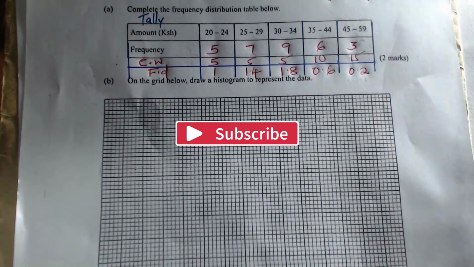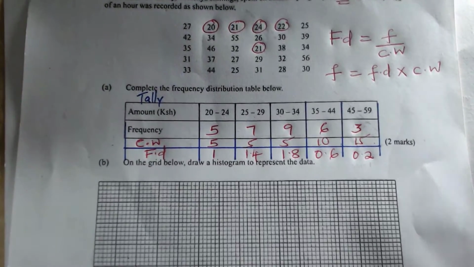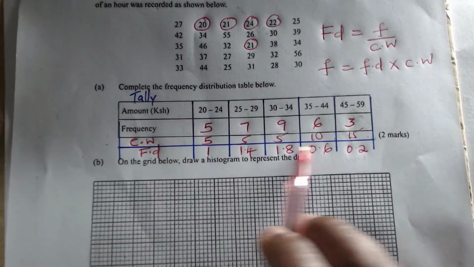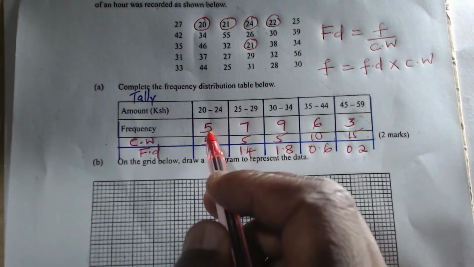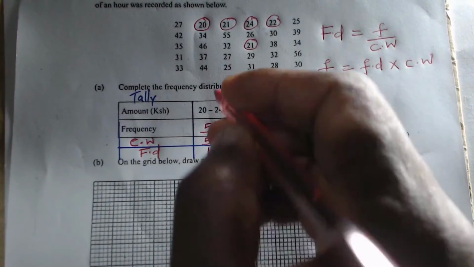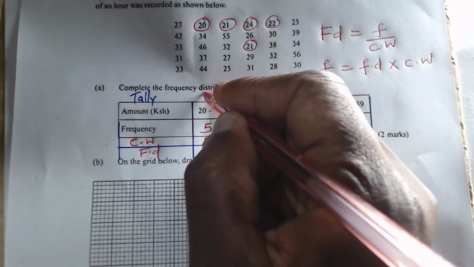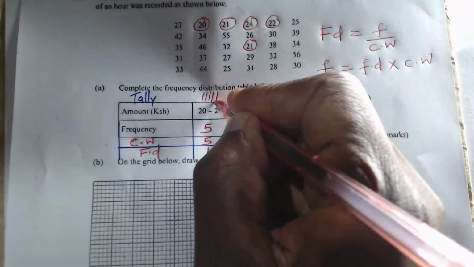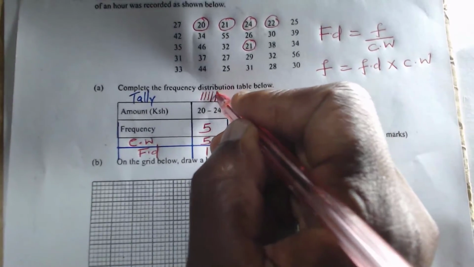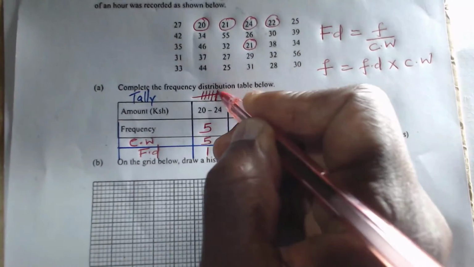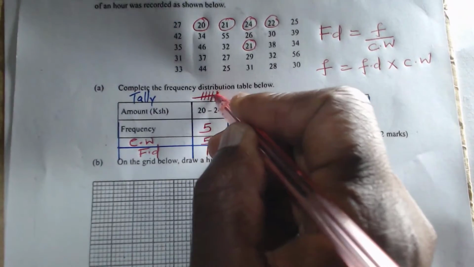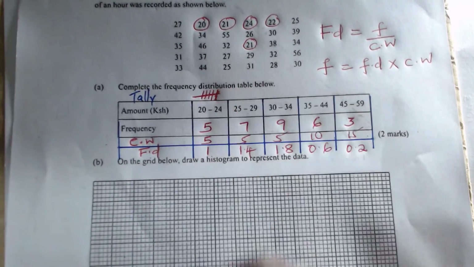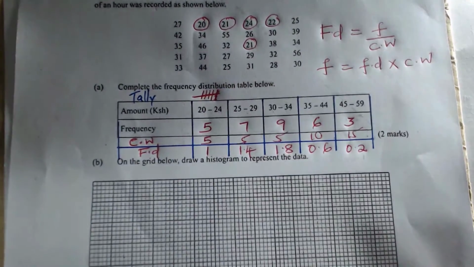So once you've done that, now you have the frequency density, you have the class width. What you need to complete is the tally. The tally frequency, this is a 5. No, I'm sorry, the 5th one is supposed to close. So you have 1, 2, 3, 4, then the 5th one should close there. So you know this one here.